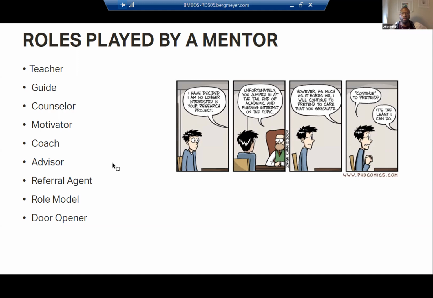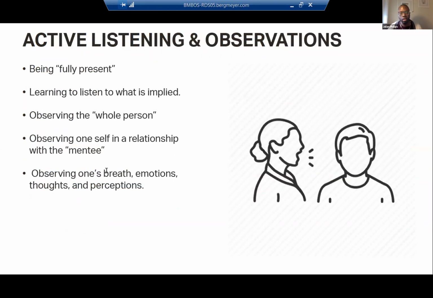And those roles I've given a couple here. A mentor could be a teacher or a guide, a counselor, or even a motivator. Coach is a really large one because it sort of helps you advance to different things, but also walks you through that process. An advisor and a referral agent, a lot of times, especially in the pandemic that we're living in, being a referral agent is probably more valuable than a door opener. And also, like we said before, being a role model is really important. Next slide, please.